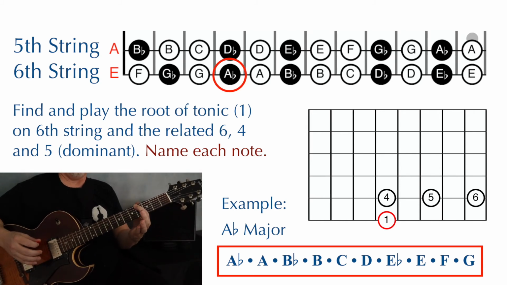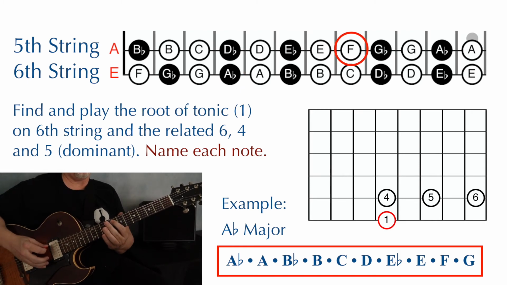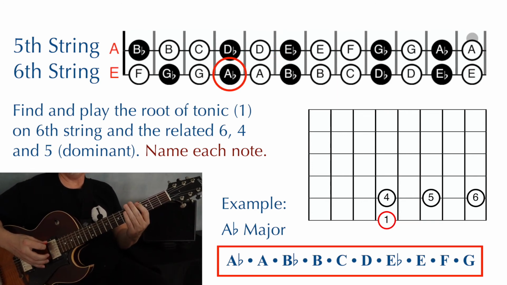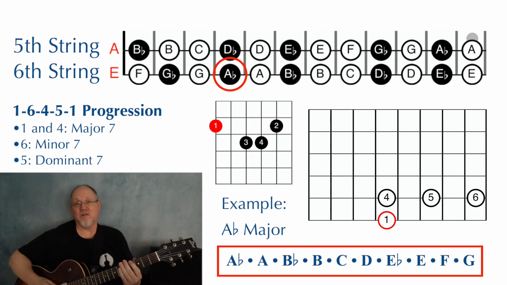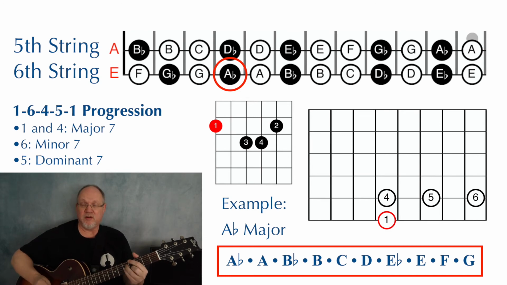So there's going to be my 1, there's going to be my 6, my 4, my 5, and my 1. And name those root notes as you play them. So that's going to be A flat, F, D flat, E flat, and A flat. And then play a 1-6-4-5-1 progression. Again, major 7 chords are going to be your 1 and your 4. Your dominant 7 chord is going to be your 5 chord, and minor 7 chord for your 6 chord.